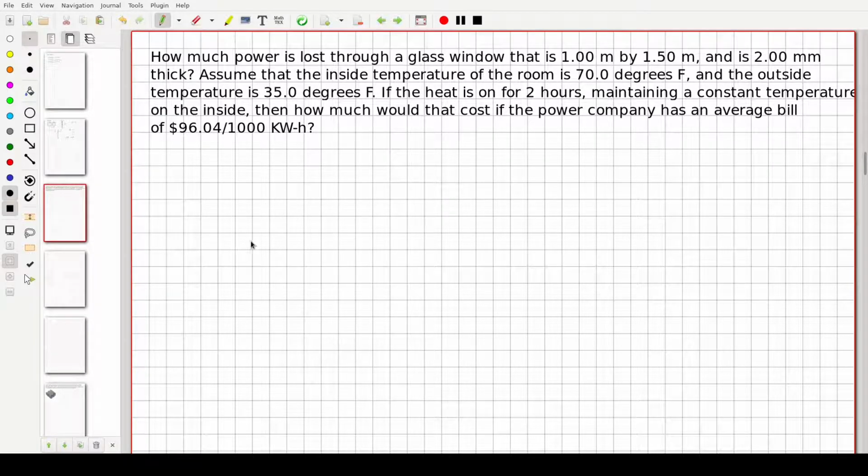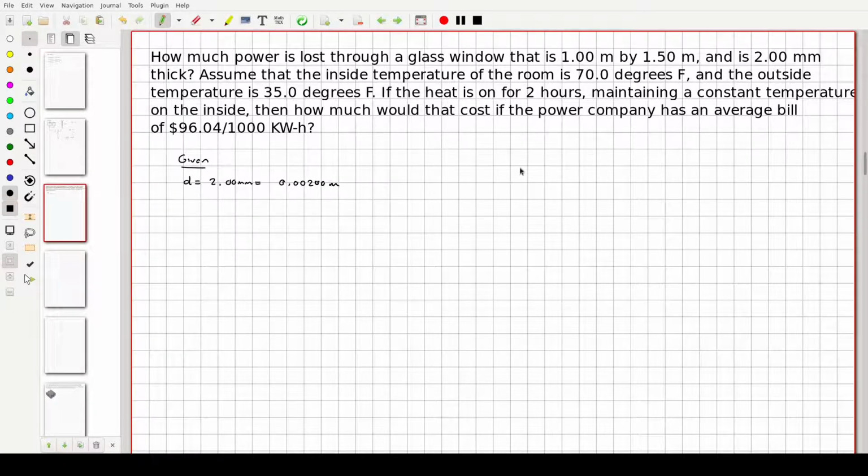Okay? So what we're given here is a thickness, D, of 2.00 millimeters, which if you put this in meters is 0.00200 meters.